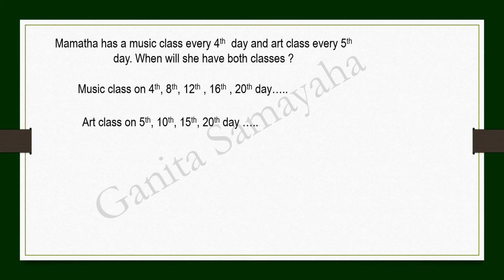So which is the day that she has got both? Yes, she has got both on the 20th day. And then it repeats, 20, 40, and so on. But initially she will have it on the 20th day. That is what we have to find. That means what have we done? Here we have written all the multiples of 4. Here we have written all the multiples of 5. And we have got a common multiple which is the least. That means we have tried to find the LCM of these two numbers. 20 is the LCM of these two numbers.